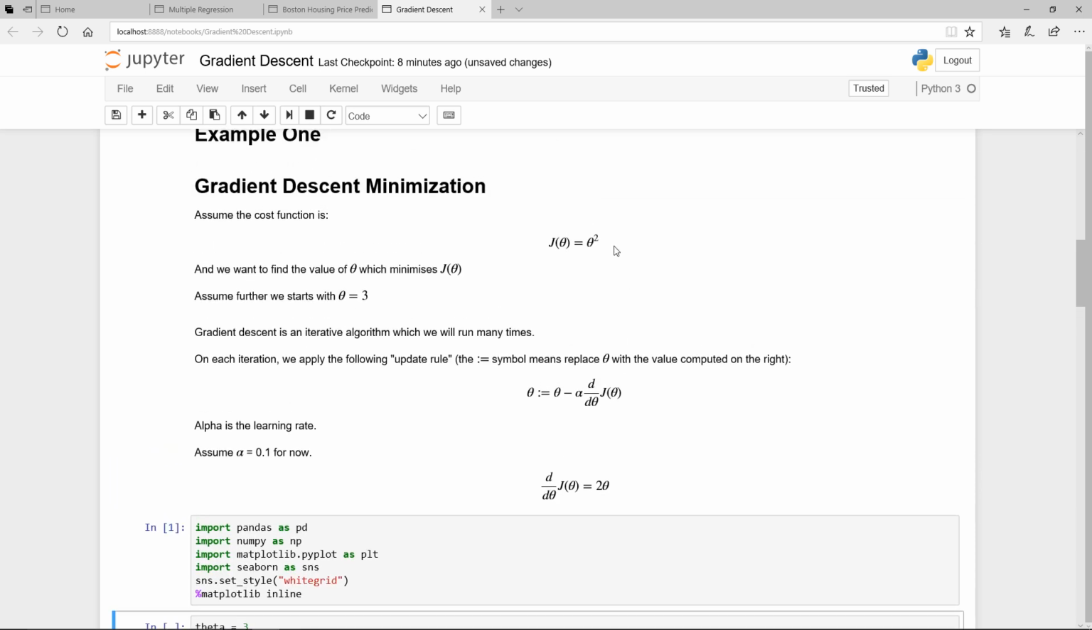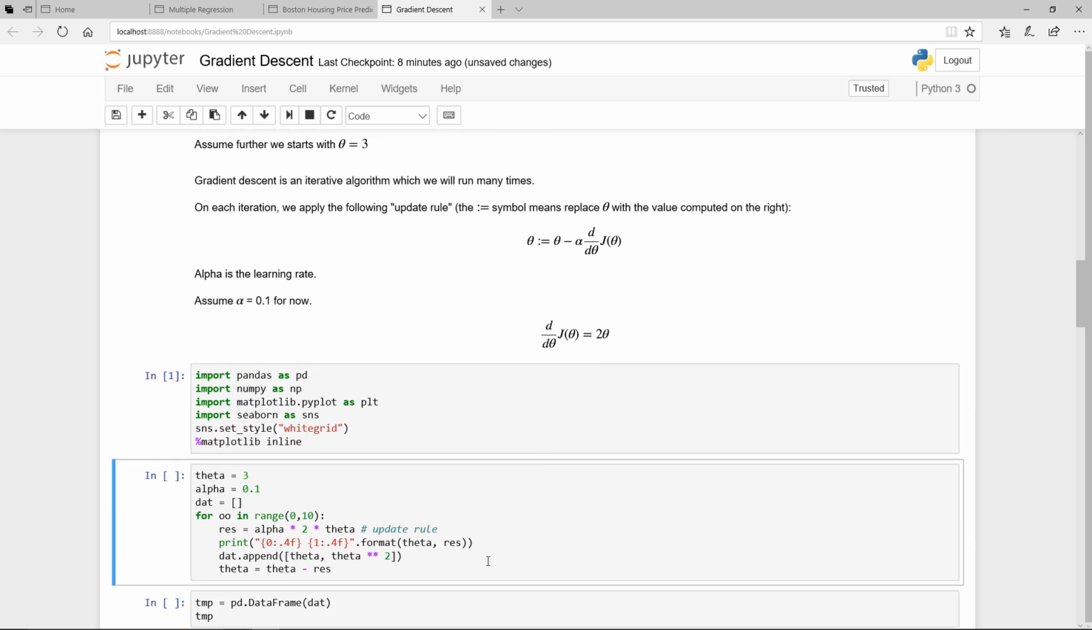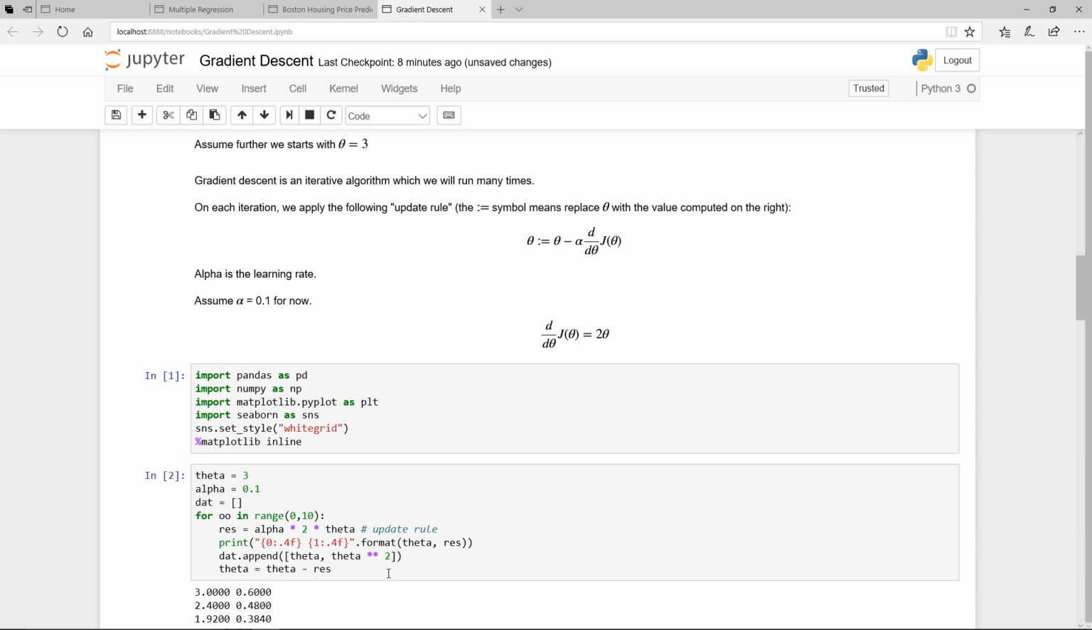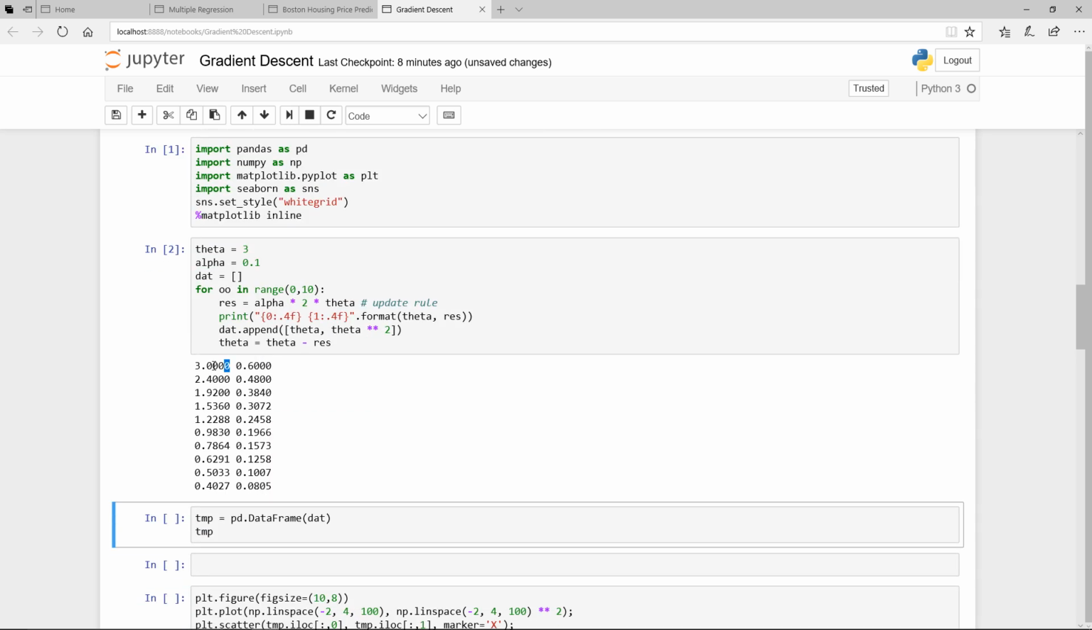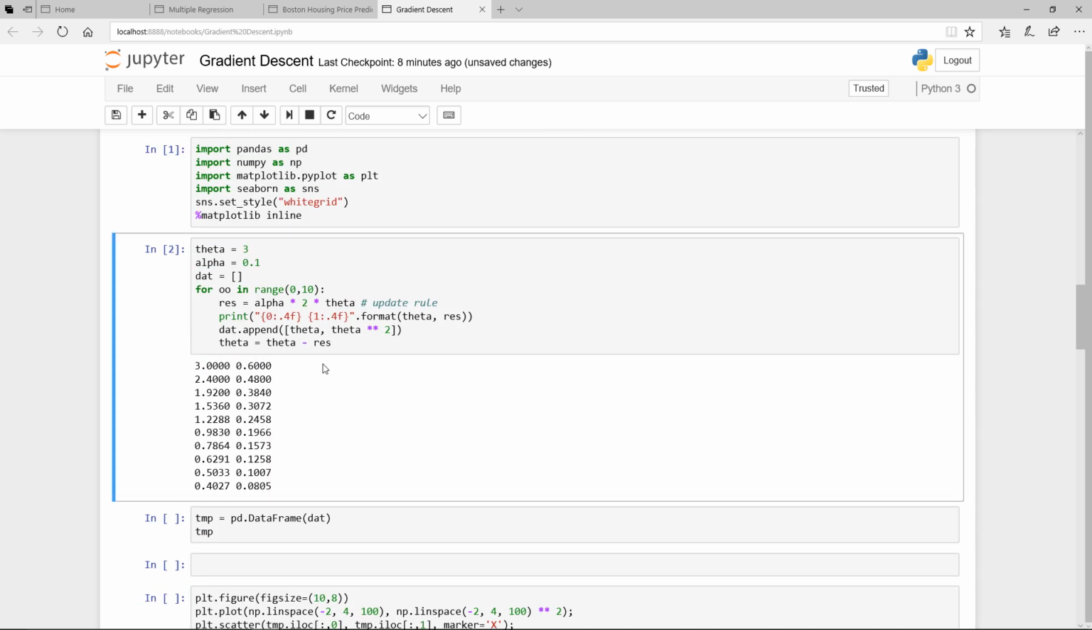What is theta squared? Theta squared is our original cost function, so that we can actually print it out later. And we update theta accordingly. Theta is equal to theta minus this result, which is this portion here. So we will run that. Notice that we start with 3, and the theta squared is 0.6, and on it goes, and it gets updated. Notice that theta minus 0.6 is 2.4, and repeat.